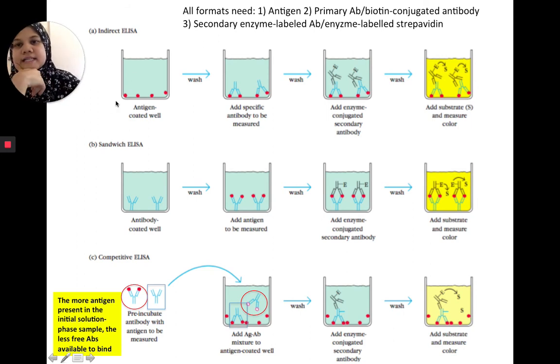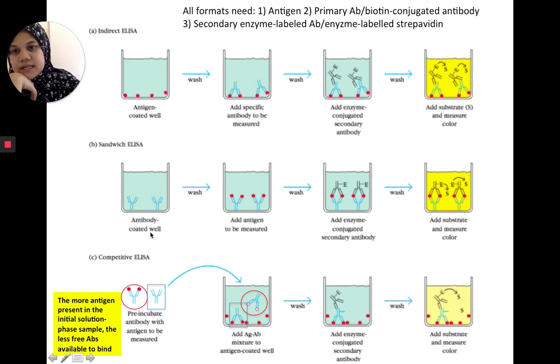With indirect ELISA, you've got the antigen coated on the well directly, and then you have the primary antibody added. Then it will bind to the antigen if it recognizes the antigen. And then you add a secondary antibody that is labeled with the enzyme E, and that will produce a reaction when you add the substrate. So you have a color change there.